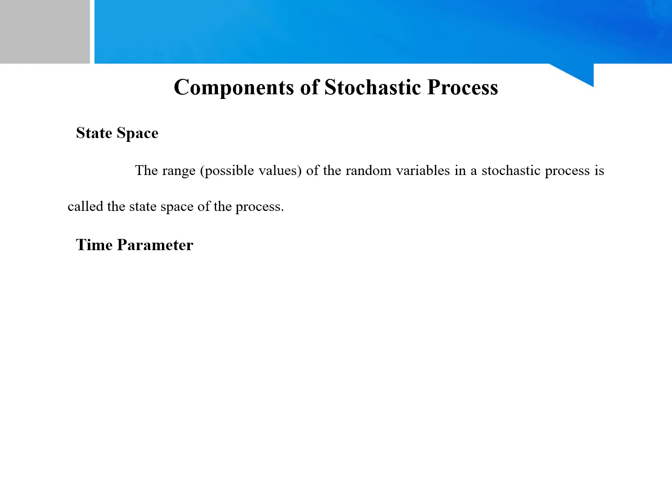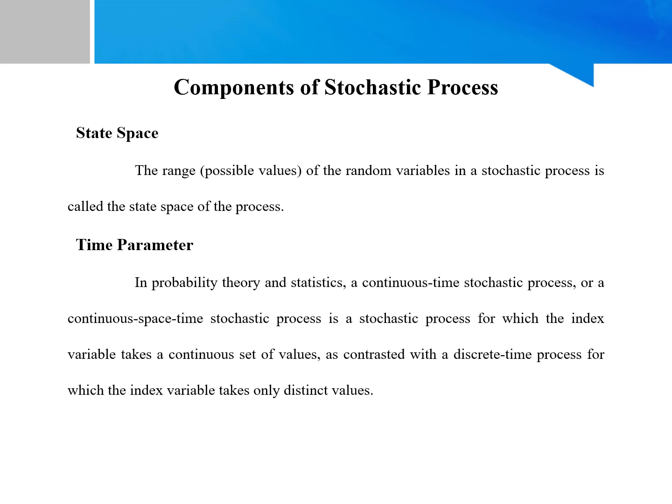The second one is the time parameter. In probability theory and statistics, a continuous time stochastic process, or a continuous space-time stochastic process, is a stochastic process for which the index variable takes a continuous set of values, as contrasted with the discrete time process, in which the index variable takes only distinct values.